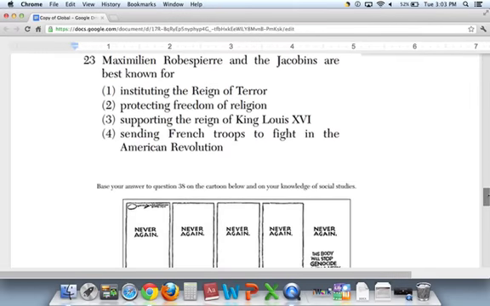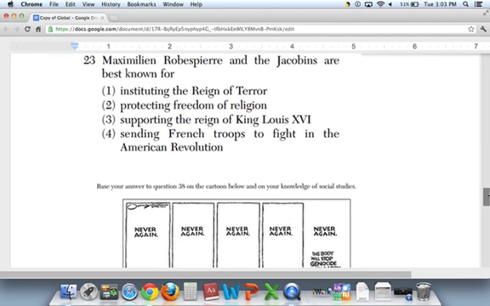23. Maximilian Robespierre and the Jacobins were best known for: 1. Instituting the Reign of Terror, 2. Protecting freedom of religion, 3. Supporting the reign of King Louis XVI, 4. Sending French troops to fight the American Revolution.